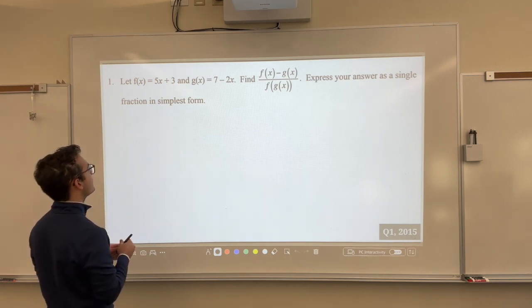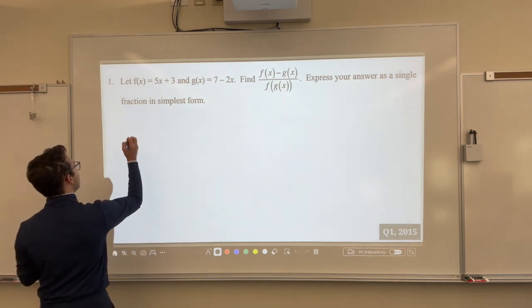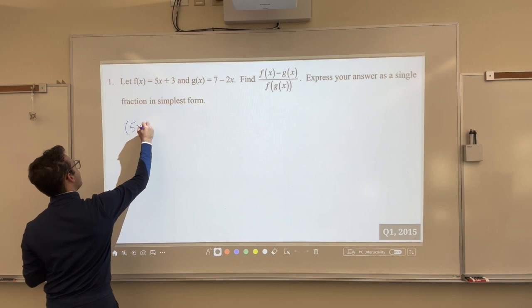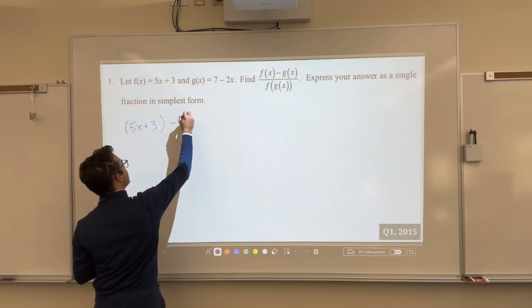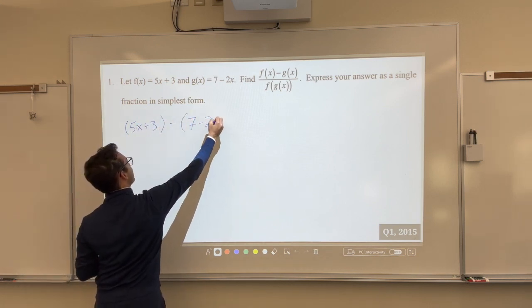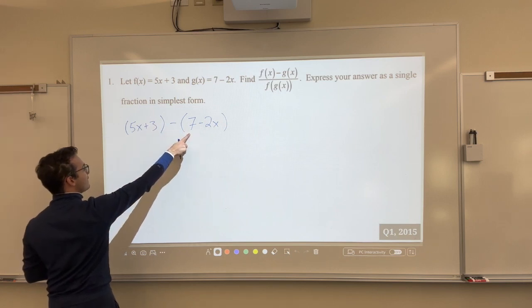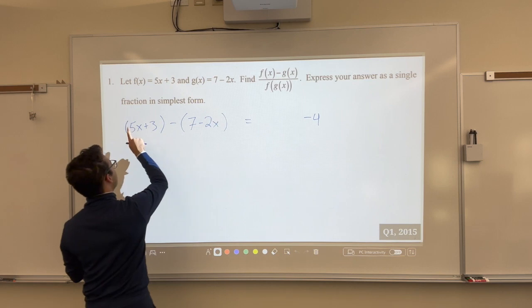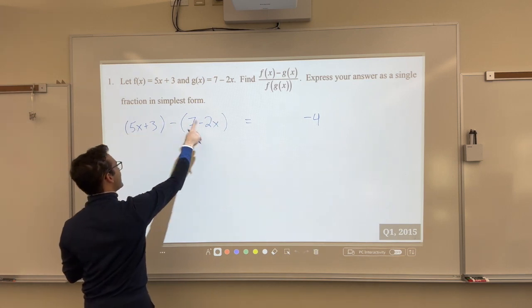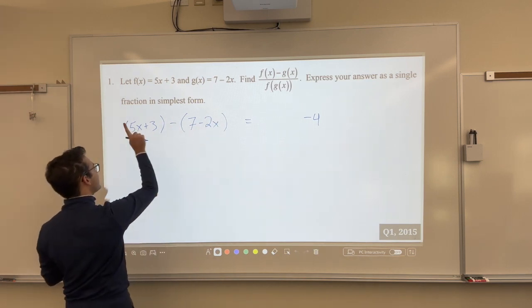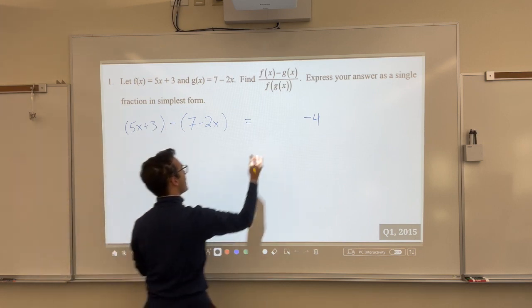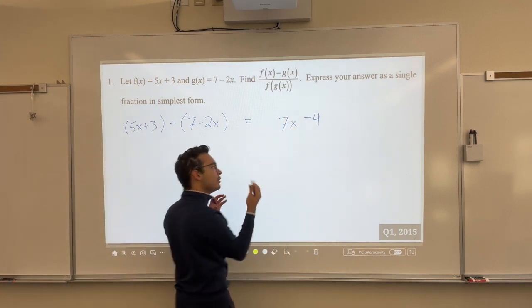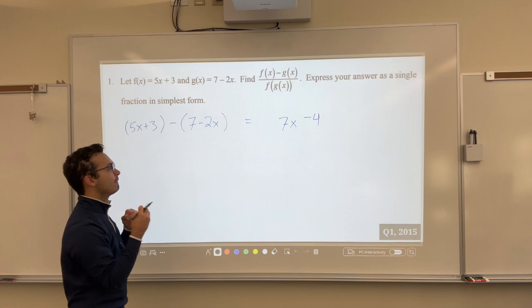So the numerator is simple enough. Let's do that first. So f of x is 5x plus 3, and then we're subtracting g of x, which is 7 minus 2x. So we have 3 minus 7, which is negative 4. And then we have 5x minus negative 2x, which is the same thing as saying 5x plus 2x, which is positive 7x. So our numerator would be 7x minus 4.